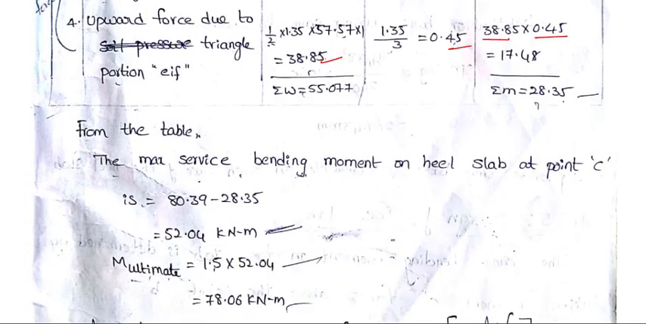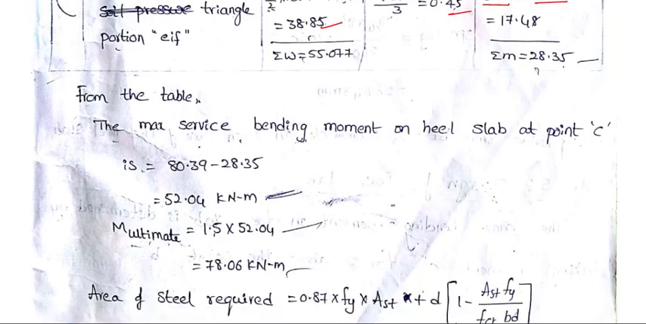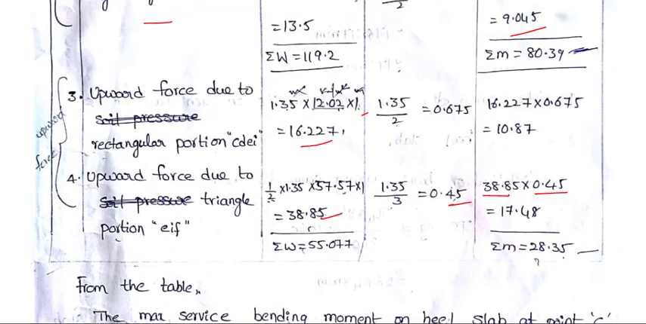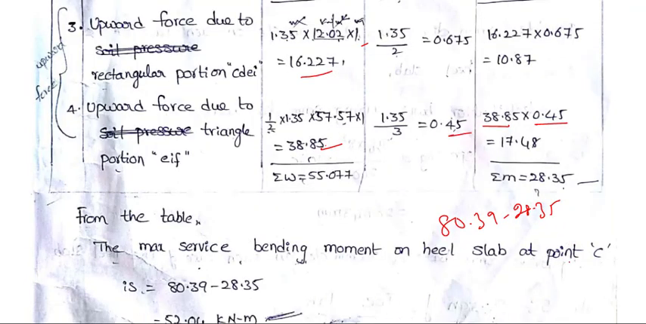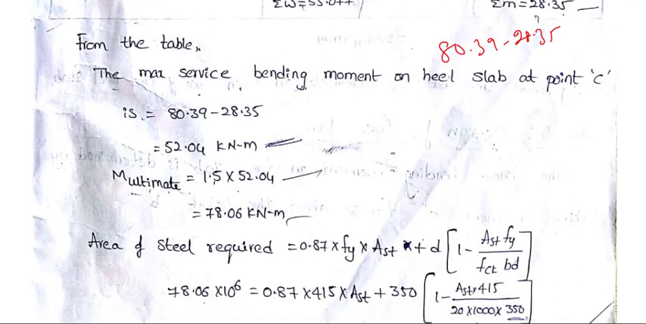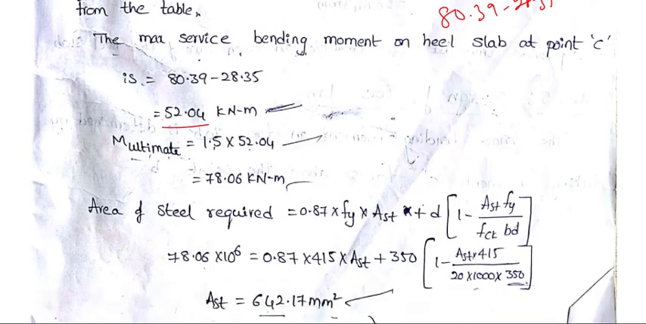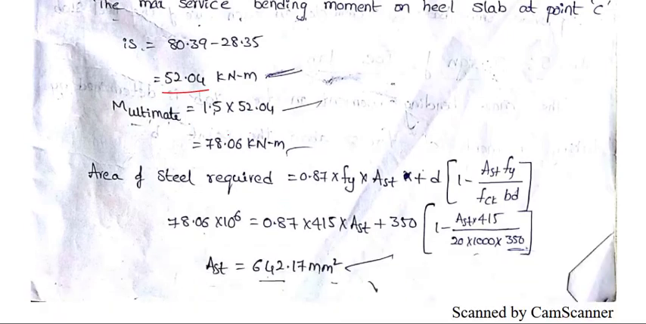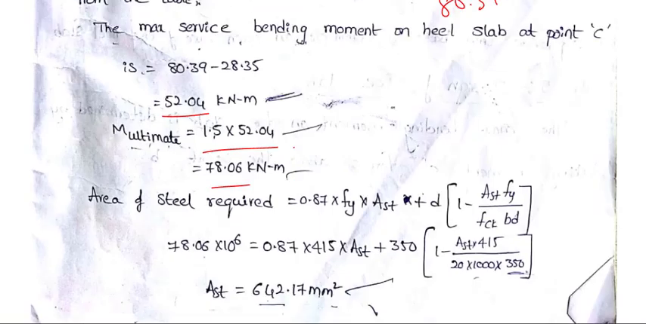So from this table, we will find out what is the maximum service bending moment. So here, what is the moment? One is upward, one is downward. So the downward force will be plus, upward force will be minus. So 80.39 minus 28.35. That will be the moment. What is the moment? Service moment 52.04. So again, Mu ultimate 1.5 into 52.04, and finally we'll get 78.06.